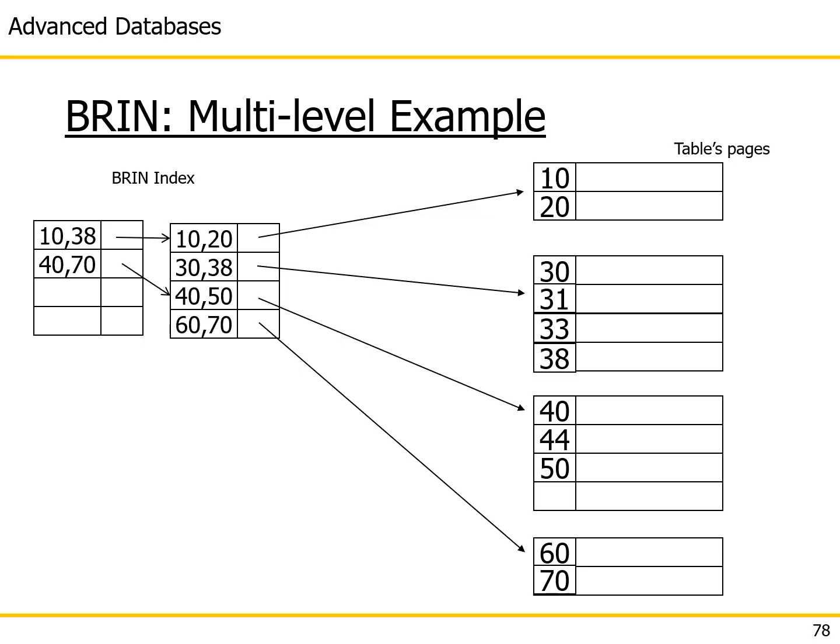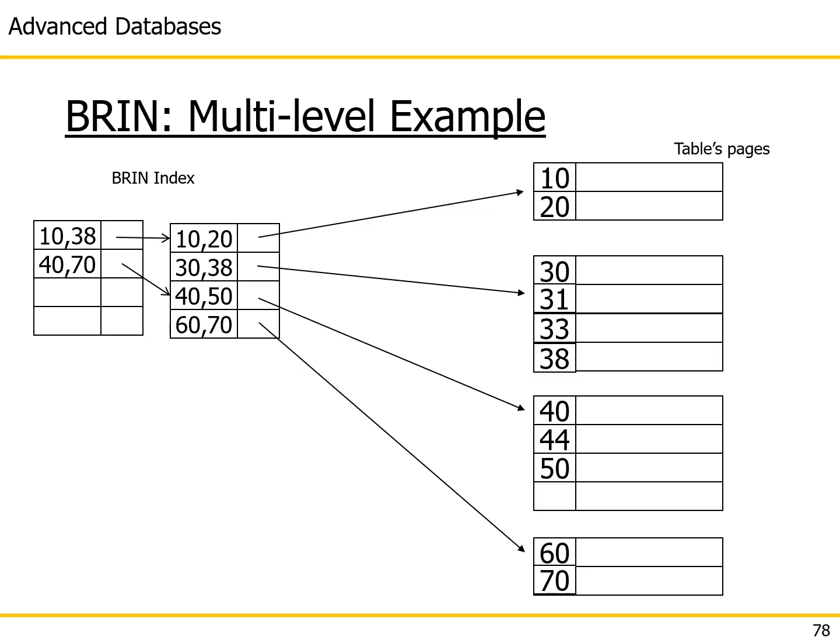So 10 and 38 are the range of values bounded between the two rows in the leftmost block drawn here on the screen. As you see, 10, 20, 30, 38. So I'm saying that for those two pages, the range in there is between 10 and 38, the smallest in the first one and the largest in the last one. Same thing for 40 and 70. Now when I get a query, let's start with value equal to 60. I will skip 10, 38 and I will follow 40, 70.